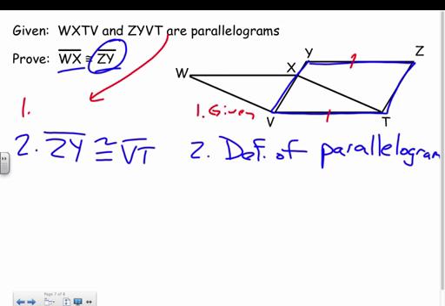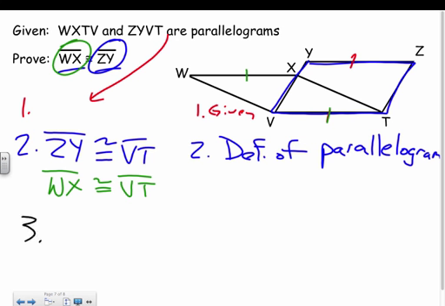Well, I could also throw this one in with that same reasoning, that WX is congruent to VT as well. I can put that in the same one since I'm using the same reasoning. And let's be consistent since I used VT here, let's use VT there. And I want to use WX because that's in what I'm trying to prove. And I got the same reasoning, so I don't need to put a new reasoning step.